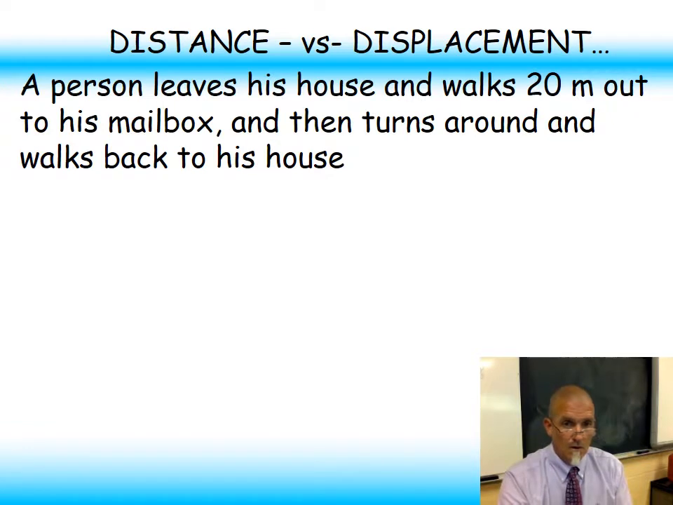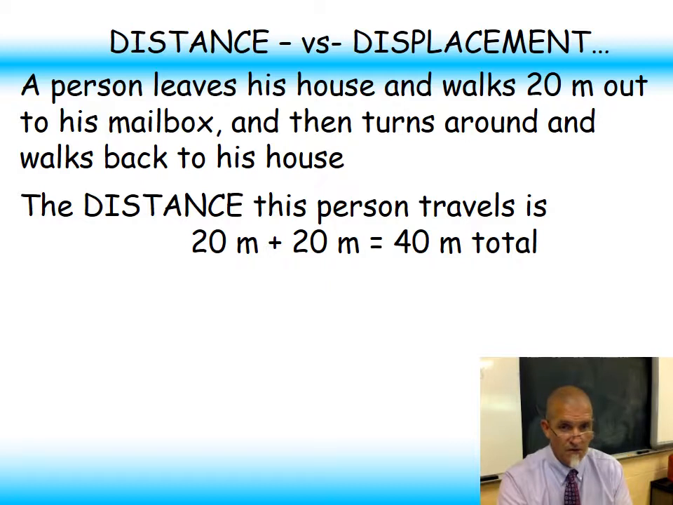So for example, let's say a person leaves his house and he walks 20 meters out to his mailbox. He then turns around and walks back 20 meters to his house. What would be the distance he traveled? Well, the distance he traveled would simply be 20 meters out and an additional 20 meters back, or he's traveled a total distance of 40 meters.